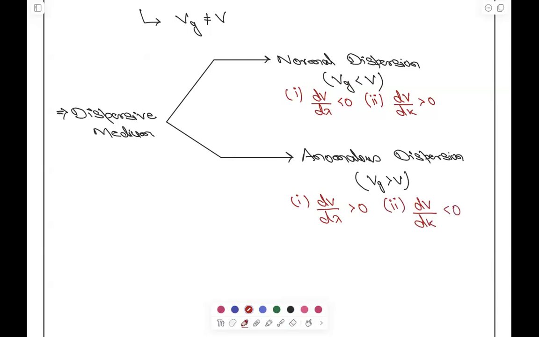What does it mean? Why are we telling this as normal and this as anomalous? Why? This is normal and this is abnormal, that's what it means. So why are we saying that if Vg is smaller, then it is a normal thing? It's not a bad thing. Why? Anyone?